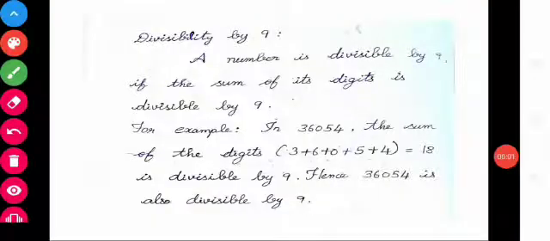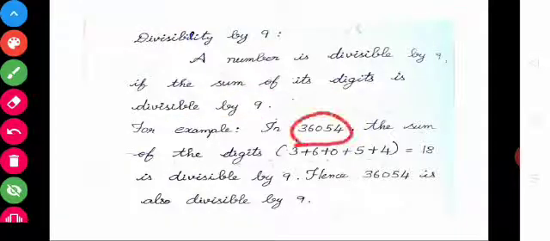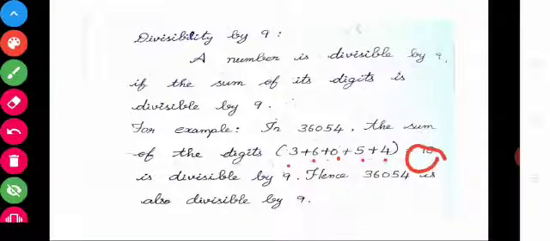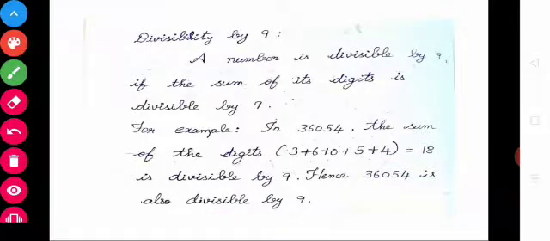Divisibility by 9. A number is divisible by 9 if the sum of its digit is divisible by 9. Let's see the example. So 36,054. The sum of digits 3 plus 6 plus 0 plus 5 plus 4. It is equal to 18. 2 nines are 18. So it is divisible by 9. Hence the number 36,054 is also divisible by 9.